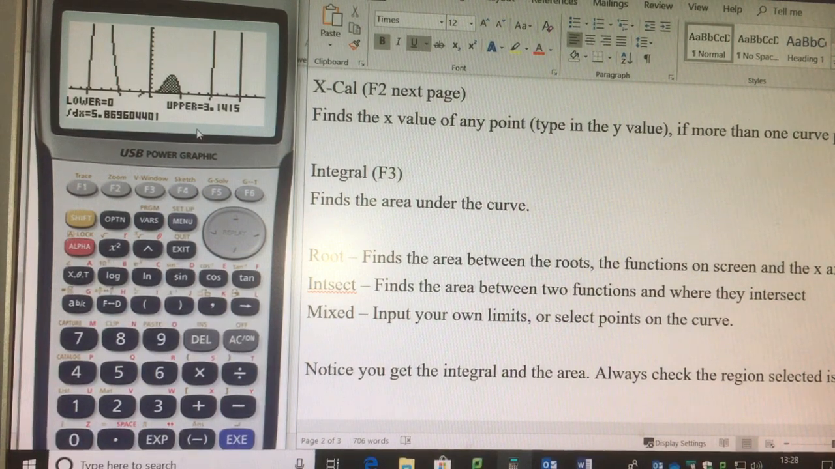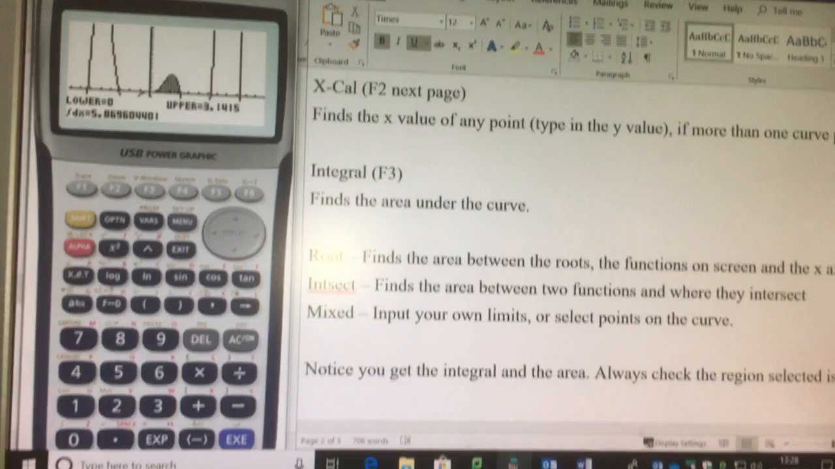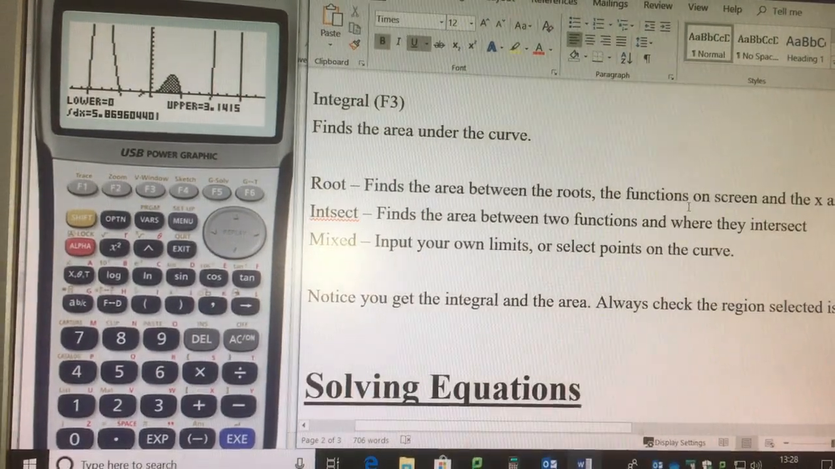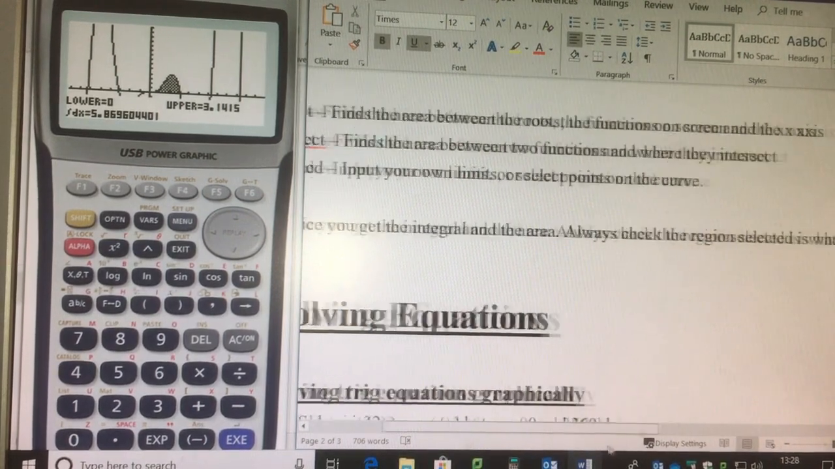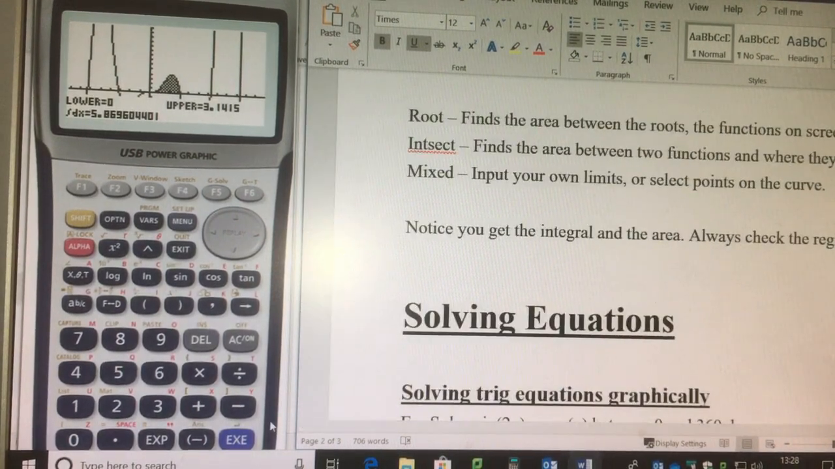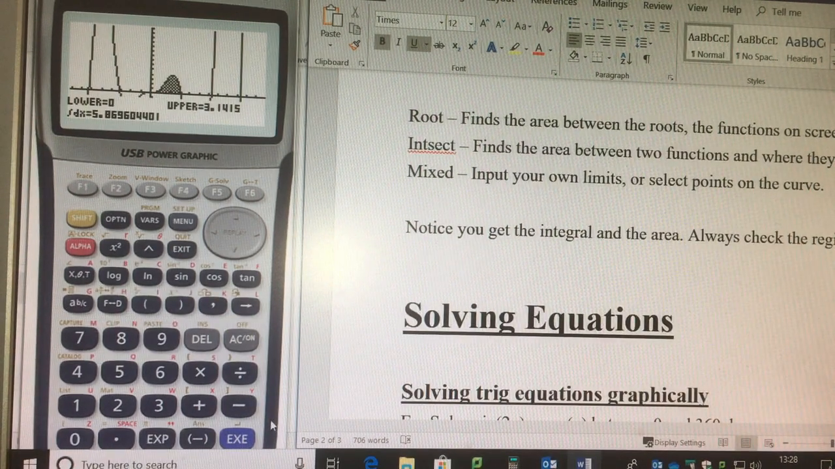Cool. Everyone right with that? Okay. It's always worth checking that the region you've selected is what you expect. So making sure that the region you've chosen is the actual region that the question's asked you to find.